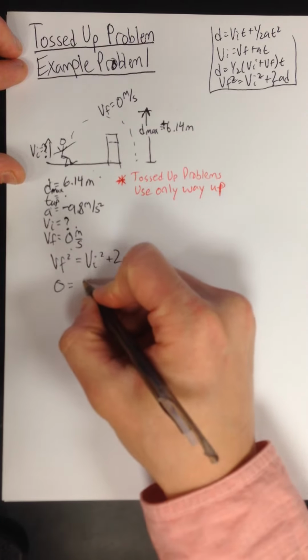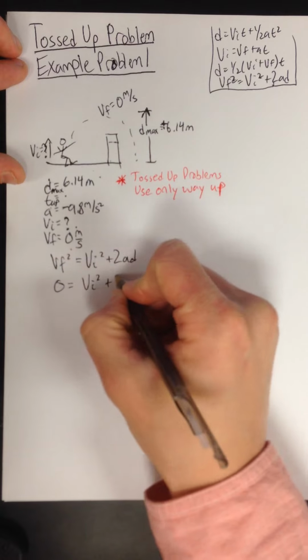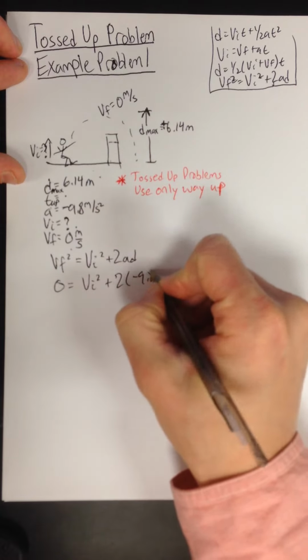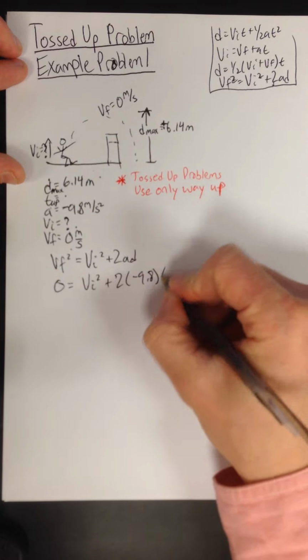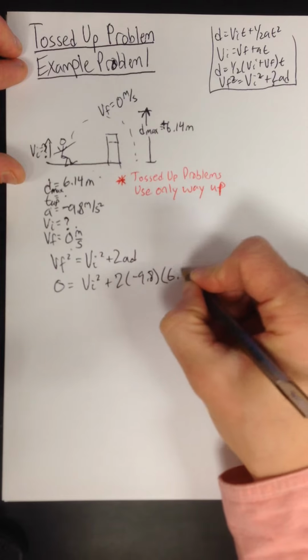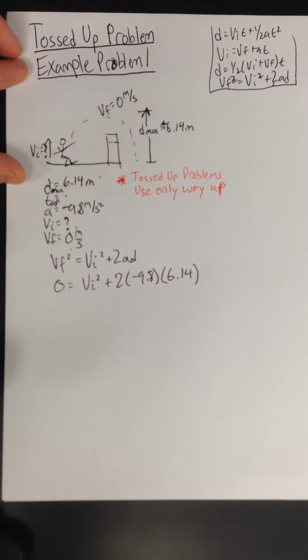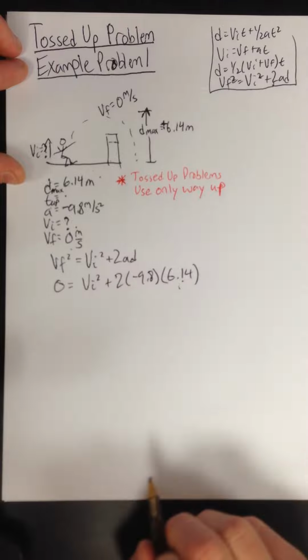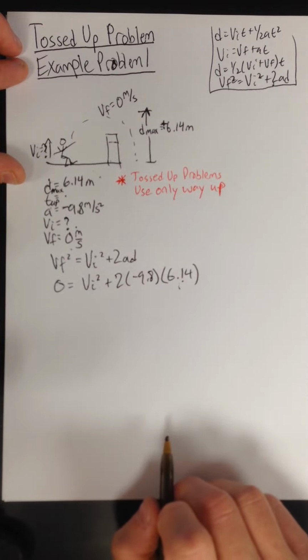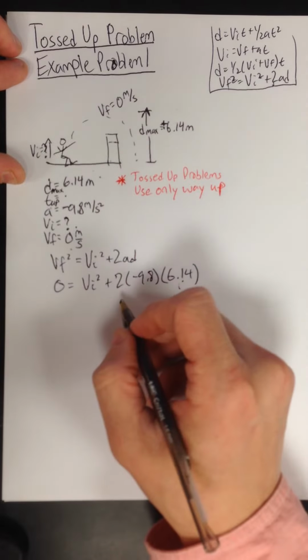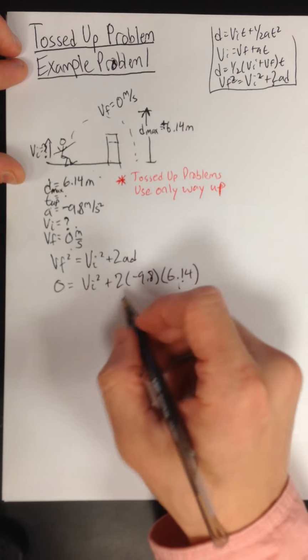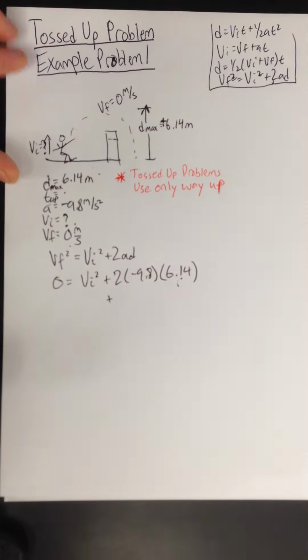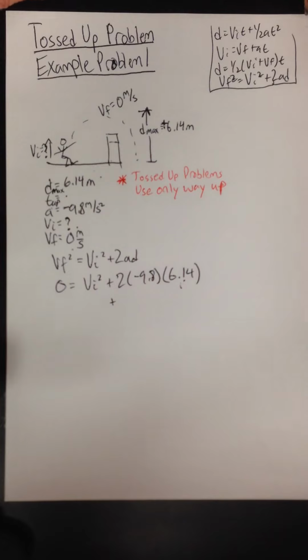Vf is 0. Vi is what we're solving for. 2 times negative 9.8. Do not forget the negative. And your distance is a positive because it's covered upwards. Alright, so let's solve for his initial velocity. We could multiply 2 times negative 9.8 times 6.14. Do that on your calculator.